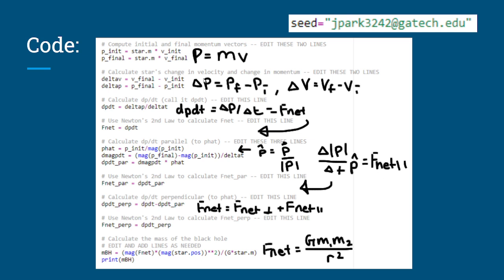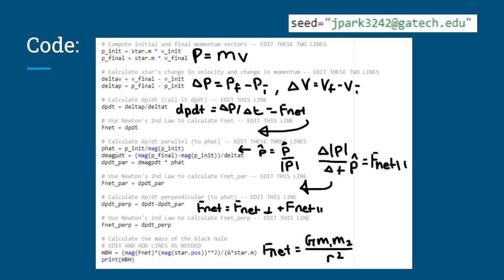So looking at the code, first we just use the momentum formula, p equals mv. Second is the change of momentum, which is equal to p final minus p initial. Same thing for the velocity, but instead of using p, we use v. For dp over dt, which is just equal to Fnet, we know that Fnet is equal to change in p divided by change in t, which is what we have here. And then that's also equal to Fnet.